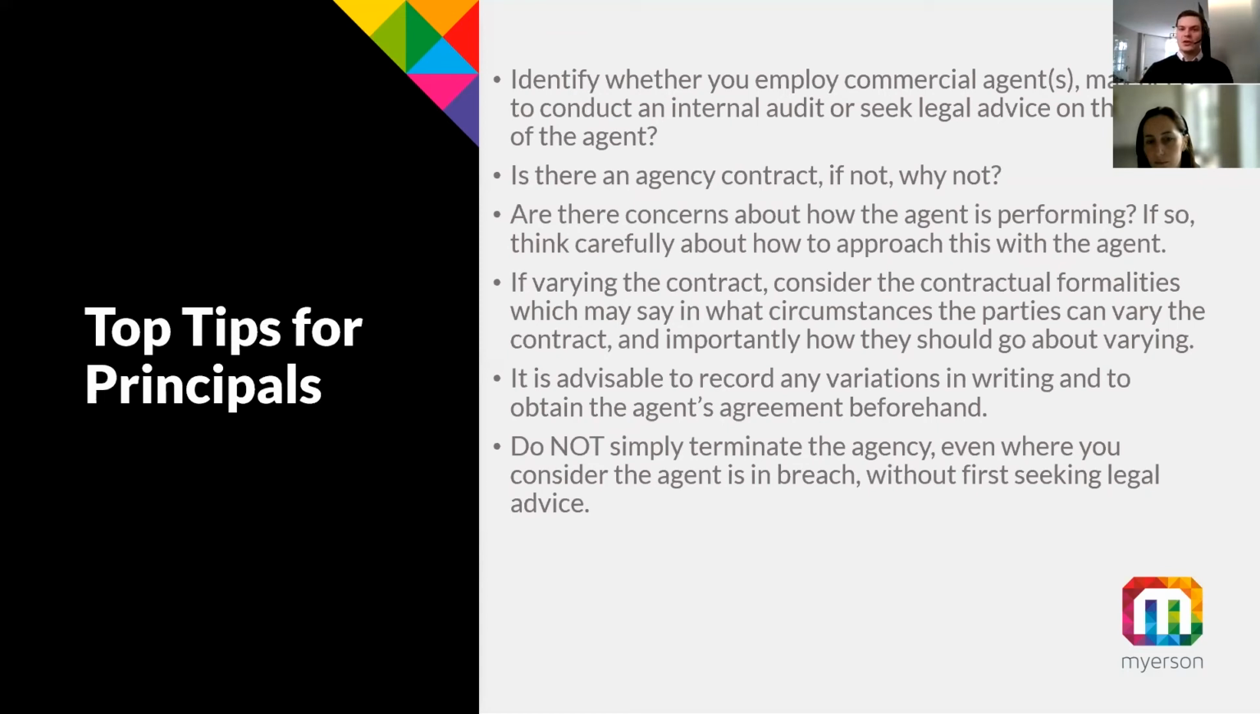Before varying the contract, consider whether there are any terms in the contract which specify any circumstances where the parties can vary the contractual terms, and importantly, how to go about doing that, including any contractual formalities that need to be followed. Record any variations to the agency contract in writing and obtain the agent's agreement to any variation beforehand. And that usually avoids problems later down the line.